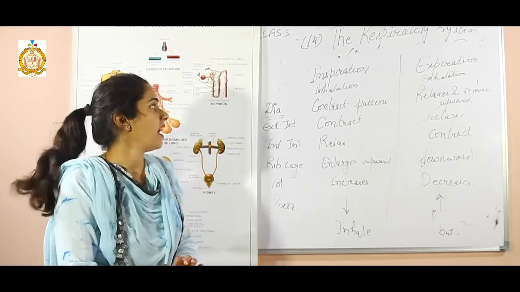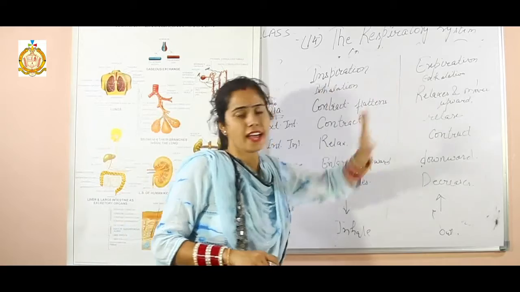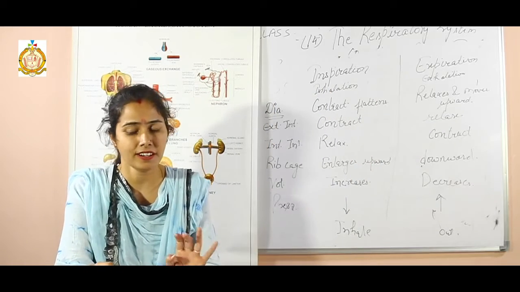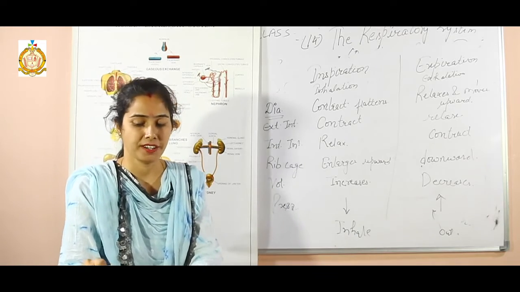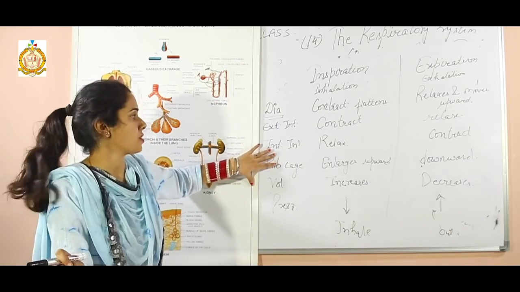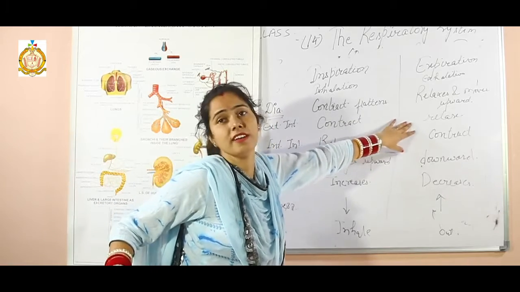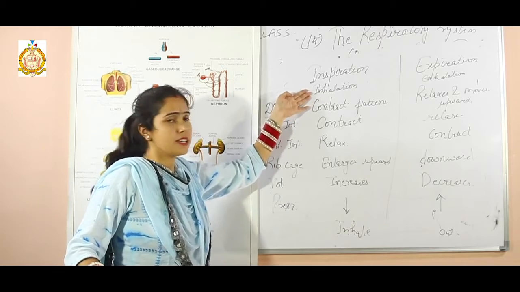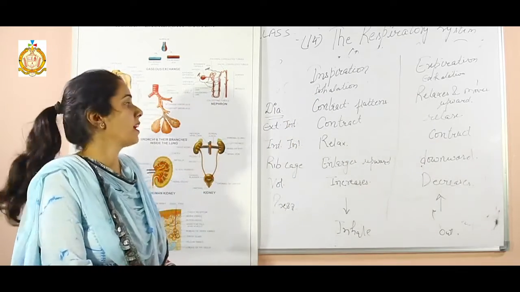Now listen, I will repeat it again. What is happening in inspiration and what happens in expiration? In inspiration, the diaphragm contracts and flattens downwards. In expiration, it relaxes and moves upward. What happens with the external intercostal muscles and internal intercostal muscles? External intercostal muscles contract, and in expiration they relax, while internal intercostal muscles relax during inspiration and contract during expiration. Now what happens with the rib cage and sternum?